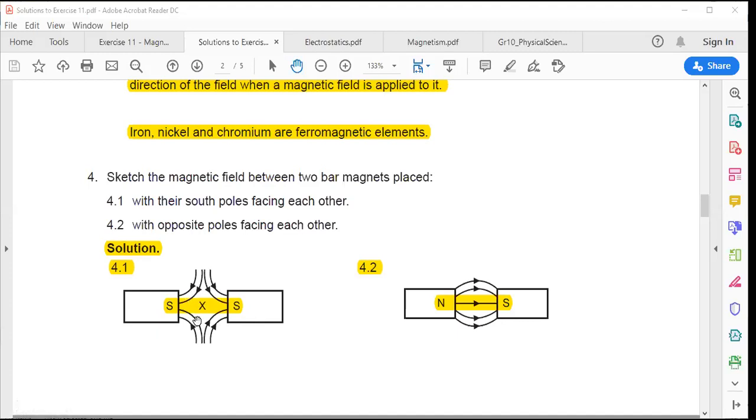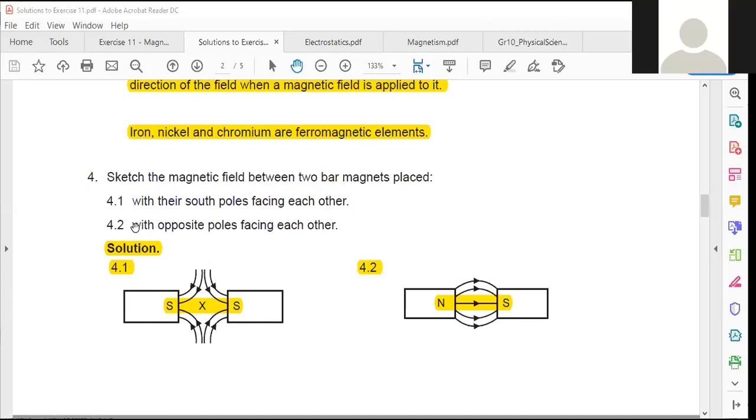Then there is space here where there is X. There is space showing repulsion. So the lines are not here because of repulsion, because like poles repel and unlike poles attract, right? So that's for 4.1. So please, when you draw, make sure your lines are not crossing. Right, we move on to 4.2.